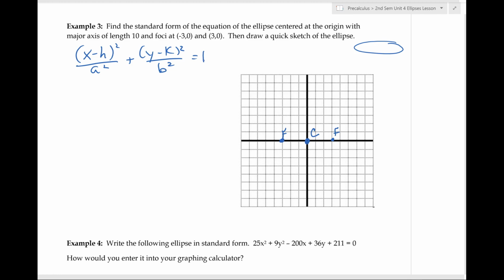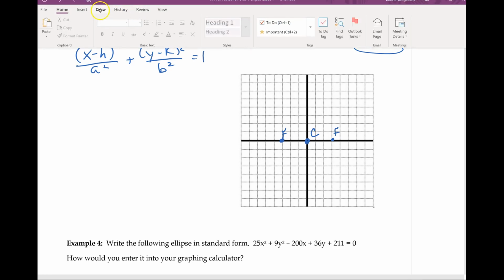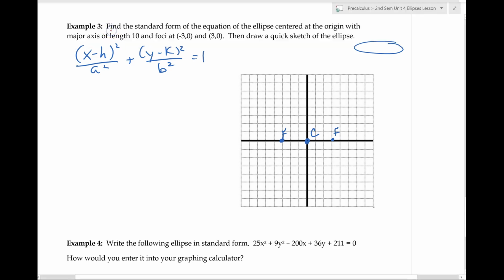Okay, what are things that we know based off of the given information? We know that the focus is found using c, right? So we know the value of little c is going to be 3. So we know c is equal to 3. We also know in this case what a is. Now you're going like, how do I know what a is?